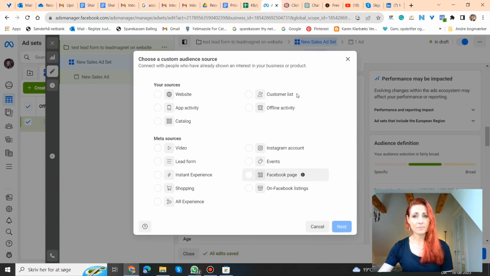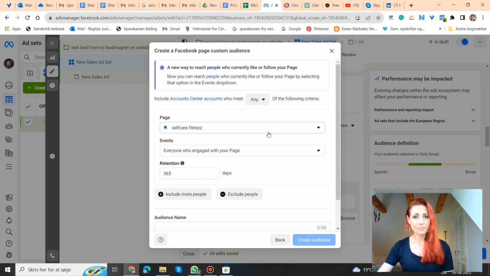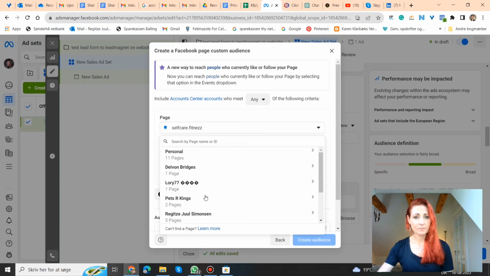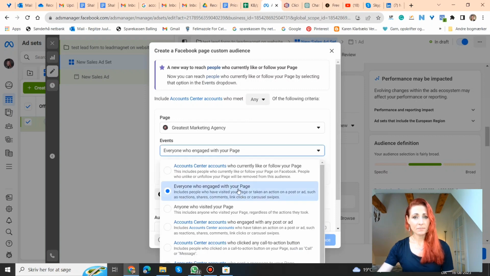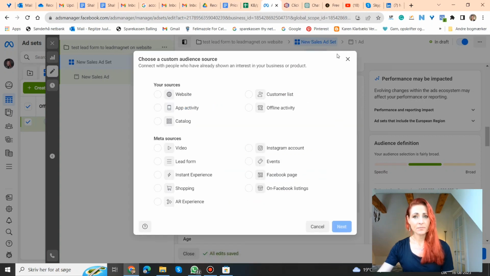possibilities there. You can also target people who engage with your Facebook page, same as the Instagram account. Choose the right page here. Also 360 days, you can make it less if you want. Again, people who liked or followed you, or people who engaged with your page, and so on.